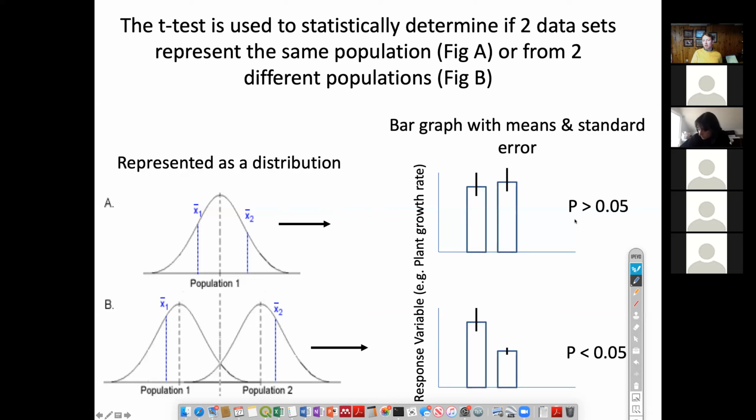The p-value is the probability that you falsely reject the null hypothesis. That is the definition of the p-value. What that means is it's essentially the probability that these are not from the same population.